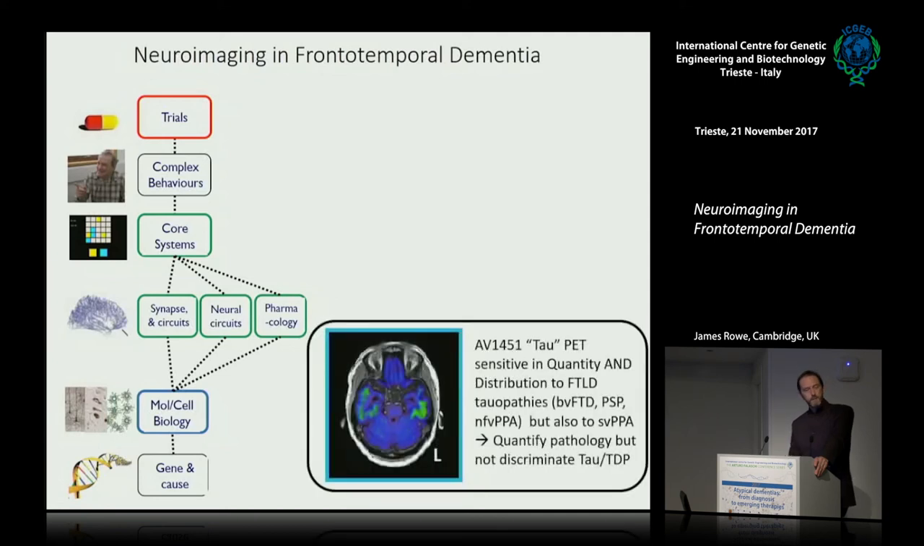I began by presenting the data on the tau PET ligands, showing how they're sensitive to the quantity and, importantly, the distribution of the pathology in behavioural variant FTD, PSP, non-fluent aphasia. But, and there's a catch, they're also very sensitive to semantic dementia, so they bind to something in relation to TDP43 pathologies. So they're very good to quantify pathology, perhaps even in longitudinal trials, but they're not going to help you discriminate tau from TDP43 cases in vivo.